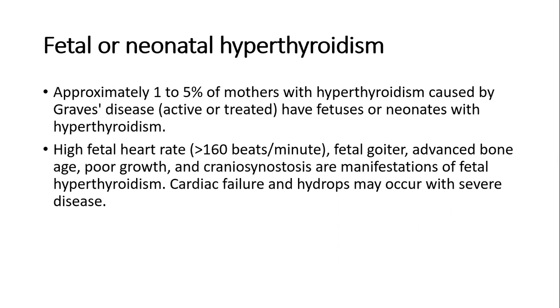So let's now go to fetal or neonatal hyperthyroidism, which is usually seen in approximately 1 to 5% of mothers with hyperthyroidism caused by Graves' disease. They usually present with a high fetal heart rate of more than 160 beats per minute, fetal goiter, advanced bone age, poor growth, and craniosynostosis. They can also have cardiac failure and hydrops, which may occur in severe disease.